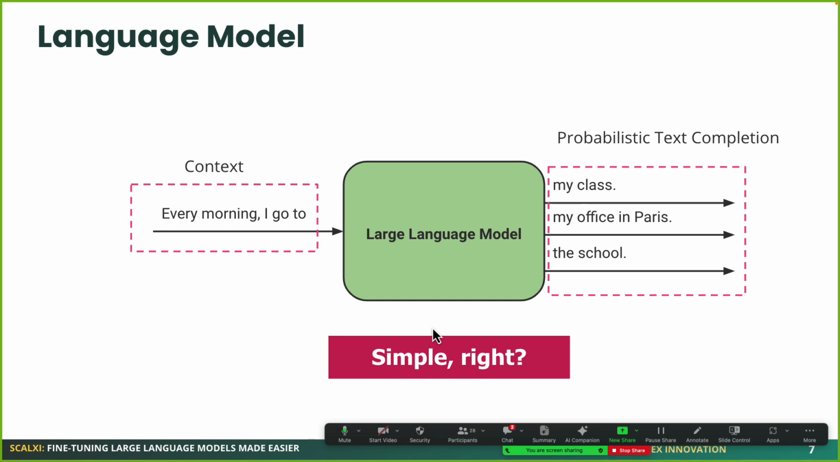So this looks pretty simple, but of course building such a machine requires a huge amount of data and a huge amount of resources to be able to understand the contextual representation of the text and generate something that is very likely to make sense with respect to the context.